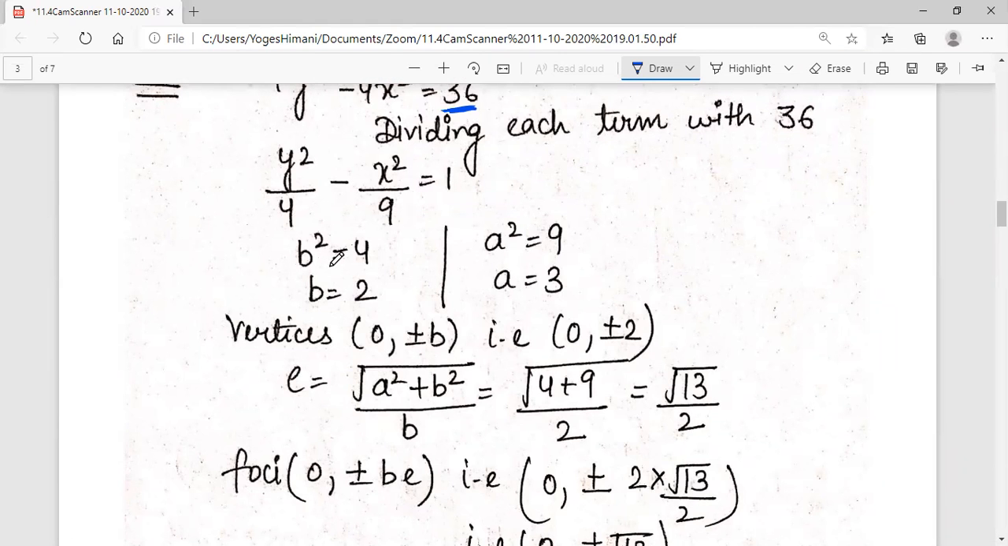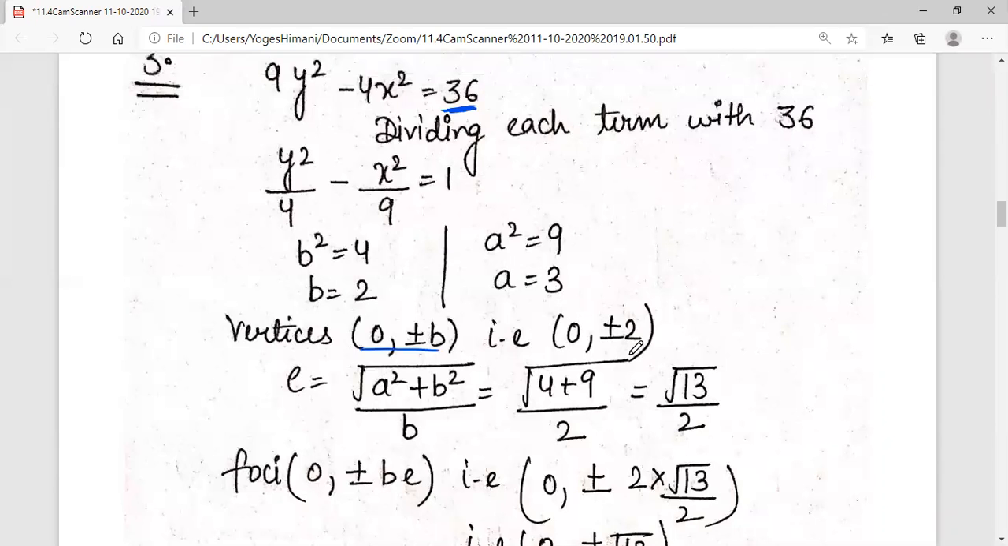What is b square? 4. B is 2. A square 9, A is 3. Because our x square is in minus, it means our hyperbola is on y-axis. Then what will be the vertices? 0, comma plus minus b, 0, comma plus minus 2. For focus, we have to find eccentricity. Formula of eccentricity, under root a square plus b square by b. 4 plus 9 by 2 is equal to root 13 by 2.